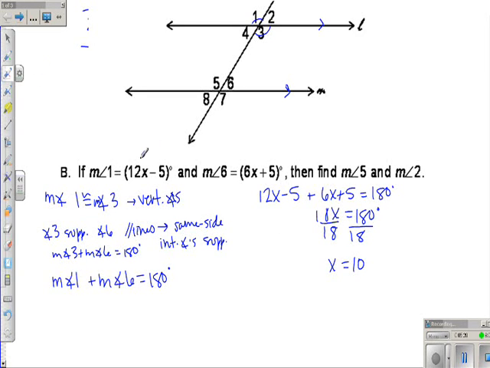Well, if x equals 10, 12 times 10 minus 5 equals 120 minus 5, which is 115 degrees. So you know the measure of angle 1 is 115 degrees, which means the measure of angle 3 is 115 degrees. So the measure of angle 6, which we can plug in, 6 times 10 plus 5 equals 65. And you know 65 plus 115 equals 180, a good way to check your answer.